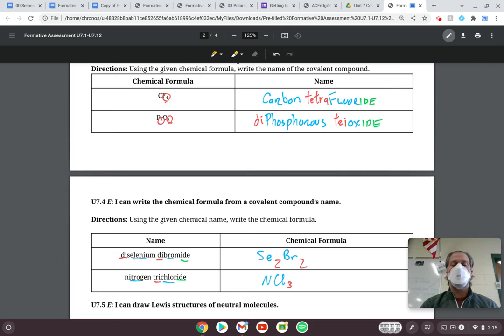In the next one, you're writing the formula from the name. Diselenium. Di should tell you that there's 2 selenium, so I get Se2. And then dibromide tells me that there's 2 bromines, so I wrote Br2, left it as it is. Nitrogen trichloride. Yes, sir? Sure. Nitrogen trichloride, there's no prefix in front of nitrogen, so it tells me there's one nitrogen, so just N. And tri tells me there's three chlorines, so it's Cl3. Questions?